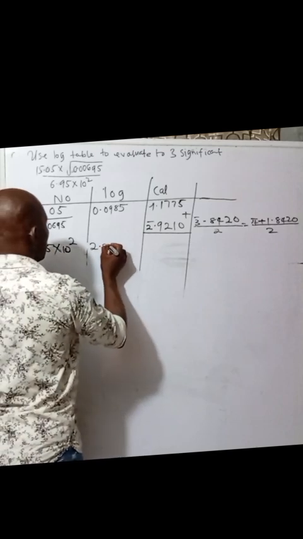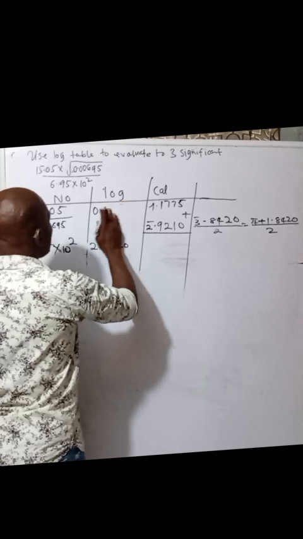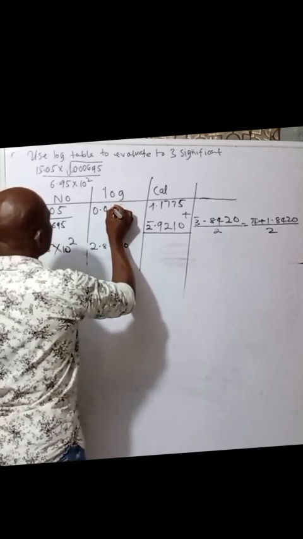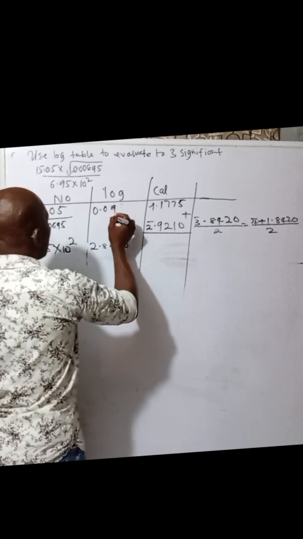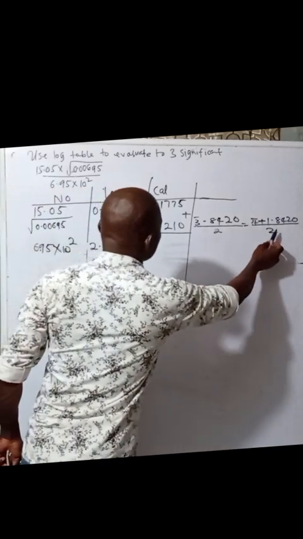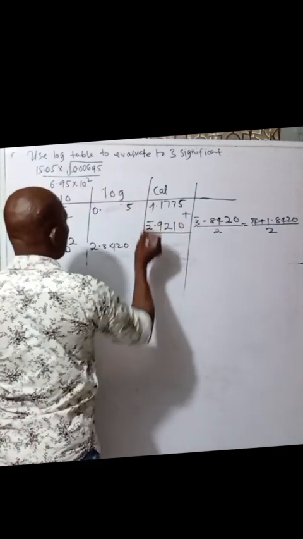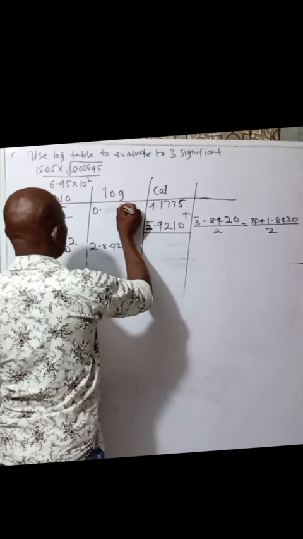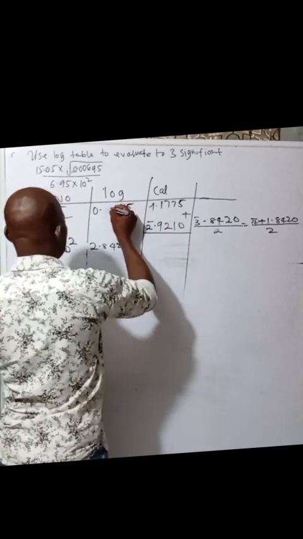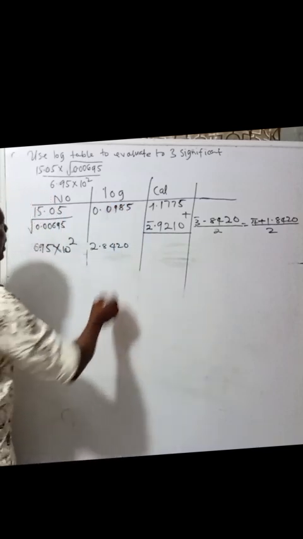So 8420. Let me write this very well. This is 0. 9. So here we have this is 5. Okay, this is 8. This is 9. This is 0. Okay, so we added this so that they can correspond here.